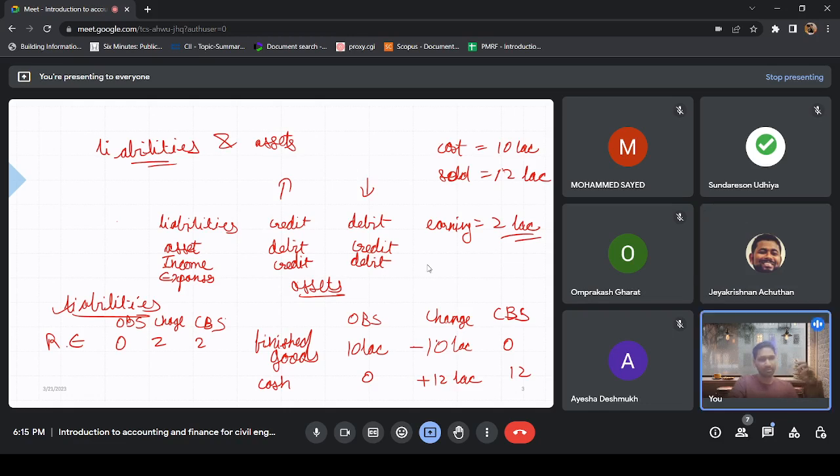Anybody? Or just venture a guess. I mean, if expense is increasing, as we can see that income increases credit, so expense increase should be a debit entry, right? Corollary. So this is debit and this is credit. So why is expense an asset?